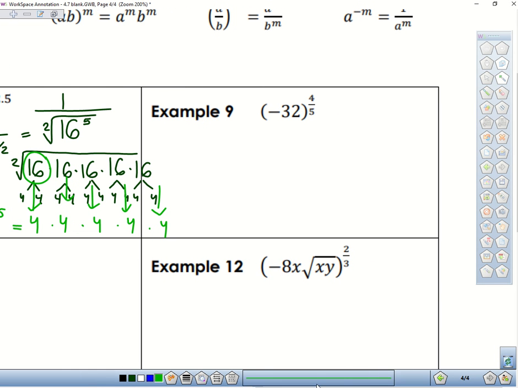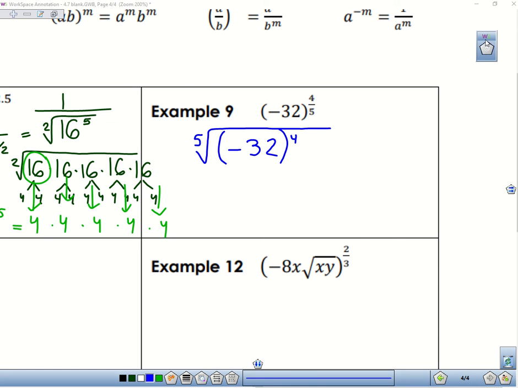So now the next one we're going to look at here is negative 32. If I transform this into a radical, this is going to become the 5th root of negative 32 to the 4th power. Now, what do we know about negative numbers to an even power? What do they become? Positive. So anytime you have a negative root to an even power, you can basically just make it positive. You don't need to deal with it being negative, and that's because it's to an even root.